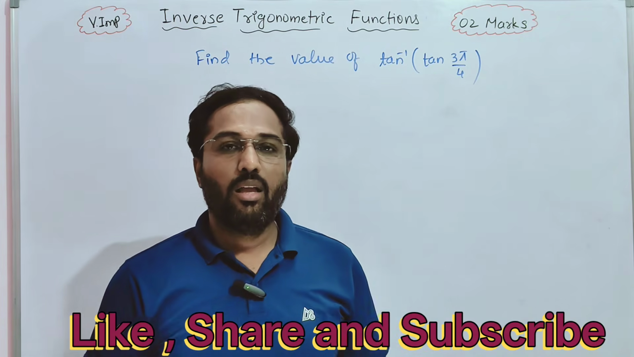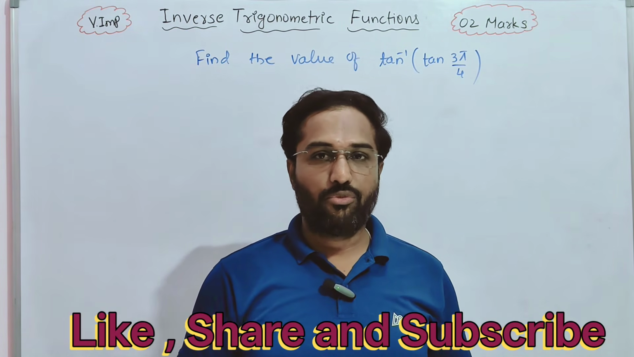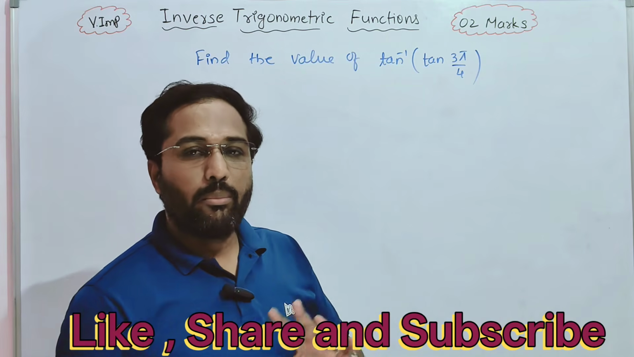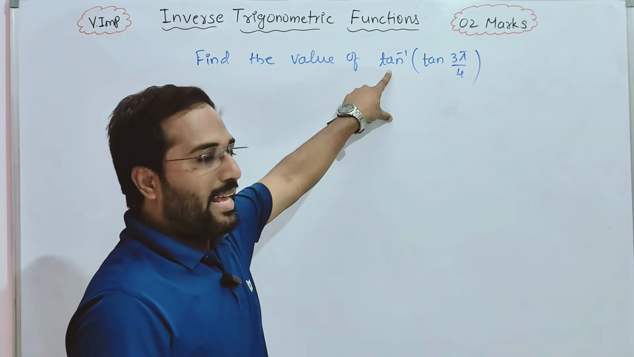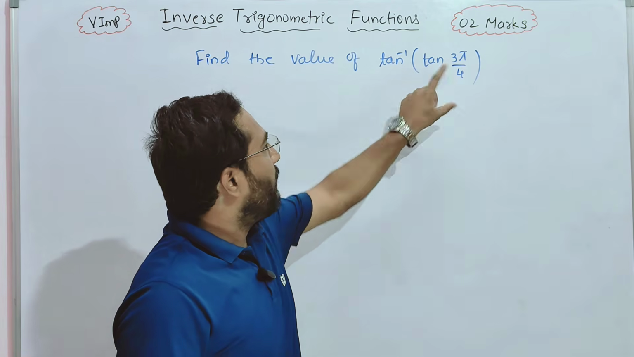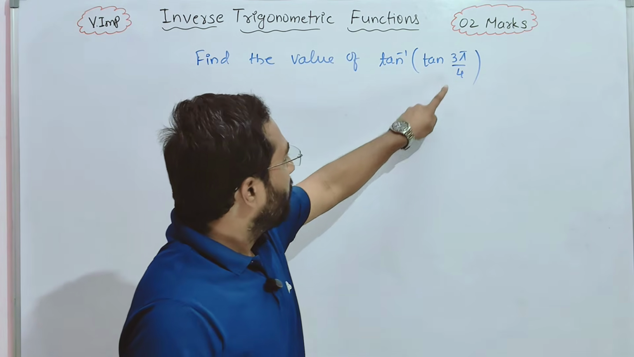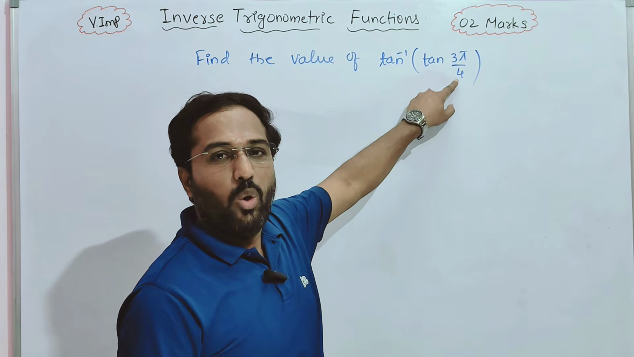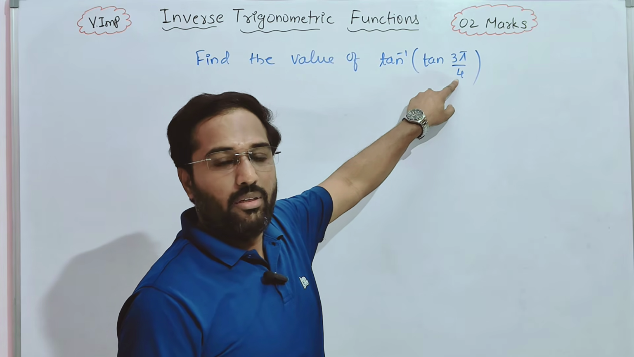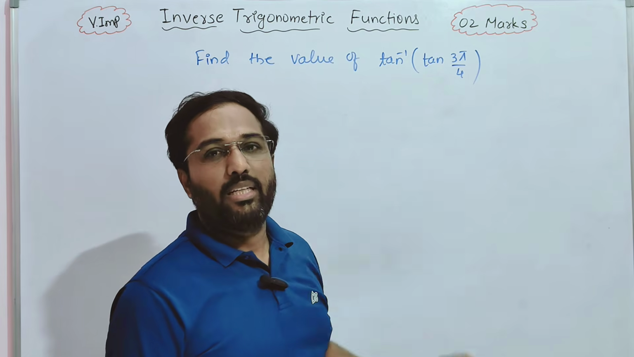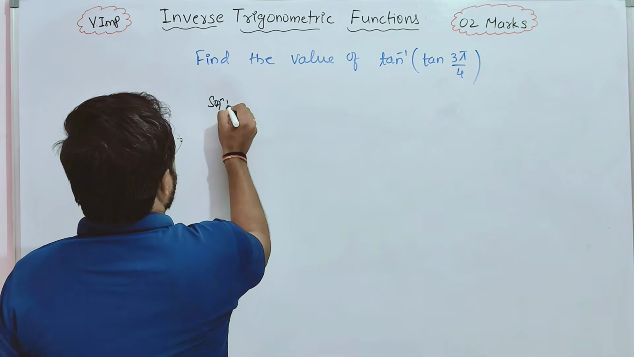Okay, my dear students, we'll see the third example on inverse trigonometric functions for 2 marks. This is quite similar to the previous example. What he has asked: find the value of tan inverse of tan 3 pi by 4. How to find this value is very important. Again, this is not the standard angle which we see in the trigonometric table. We need to express it into the standard form as in the previous problem.